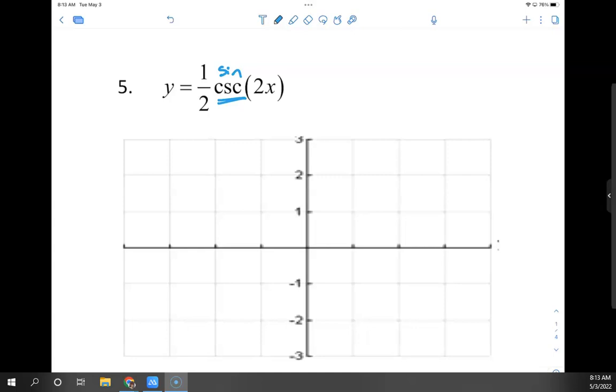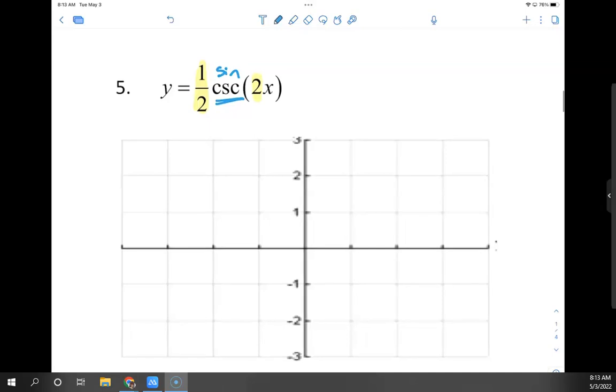All right, cool. So sine. Well, actually, let me start with this. That's A. That's B. So A tells me my amplitude is 1/2, negative 1/2. My period is 2 pi over B, and so my period is just pi.